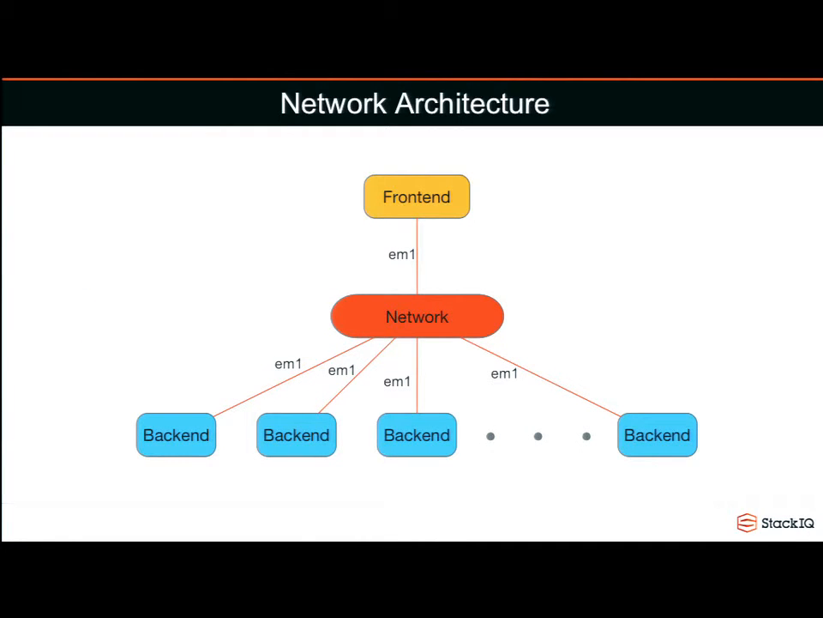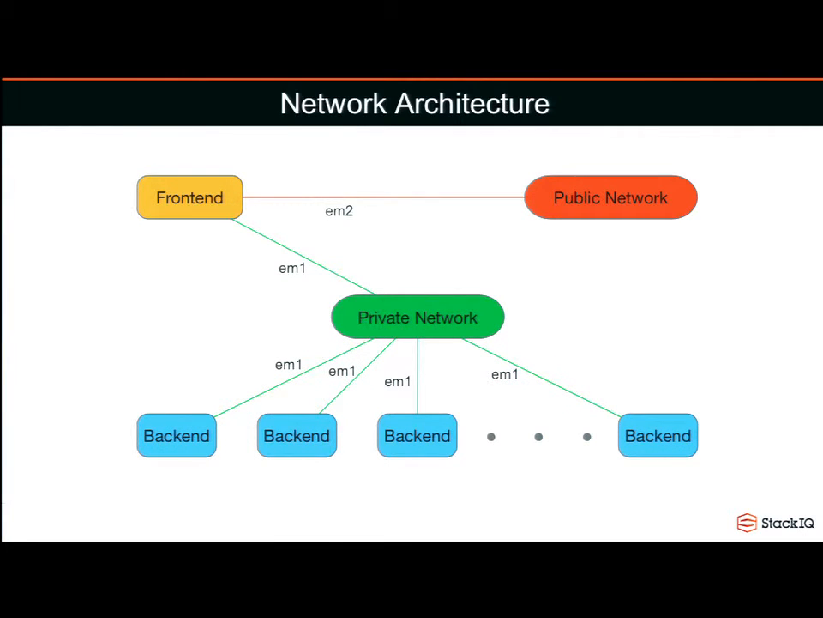This is an example of a very simple network architecture of a cluster. You have one front-end node, your management node or head node, connected over a network to a bunch of backend nodes. These are your worker nodes, the ones that are actually going to be doing all the work. They're all connected over a simple fabric, basically a single Ethernet connection, and all on one switch. This is one example of what a network architecture looks like.